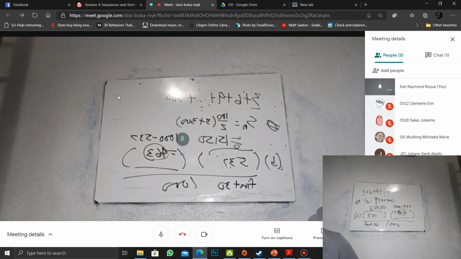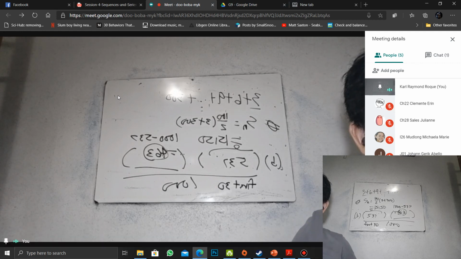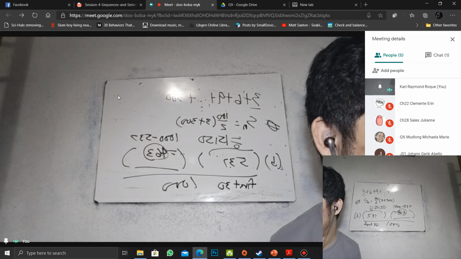Di ba? Dito sa sequences, maraming ways to solve these actually, no? Pero yan nga, minsan, madali lang. Minsan, ayun o, tignan nyo, akala niya komplikado, pero hindi. Yun na siya. Okay?